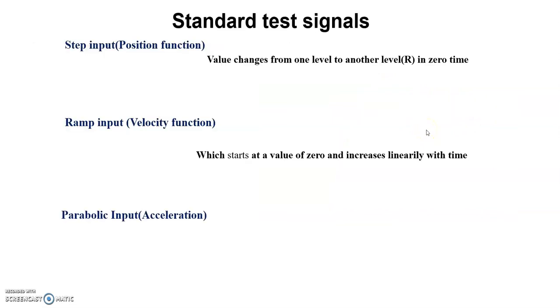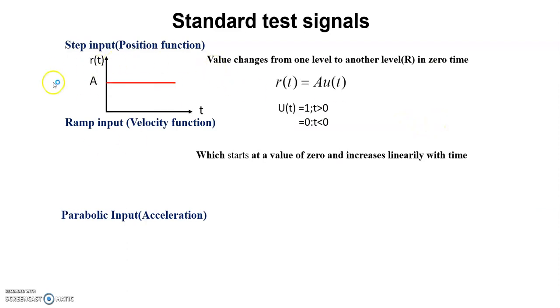Next, some of the standard signals. The first signal is the step input, that is a position function, for your given R of t. R of t is equal to A into U of t. The value changes from one level to another level in zero time. U of t is equal to 1 for t greater than or equal to 0, and for negative values it is equal to 0.